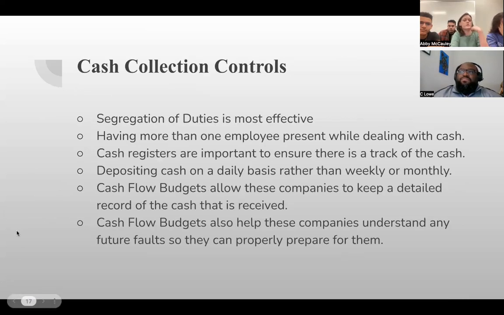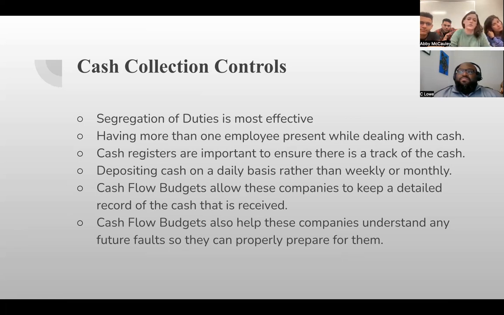And so some controls that we can use for cash collection is segregation of duties, as was stated in billing. It's really important that there are certain tasks for certain employees, so that if there is a theft of cash, they can go back and keep a record of who was doing what at that time. Another thing is having more than one employee present while dealing with cash. So let's say at the point of sale, if there were theft of cash, there may be less of a risk if there's more than one person present during that.